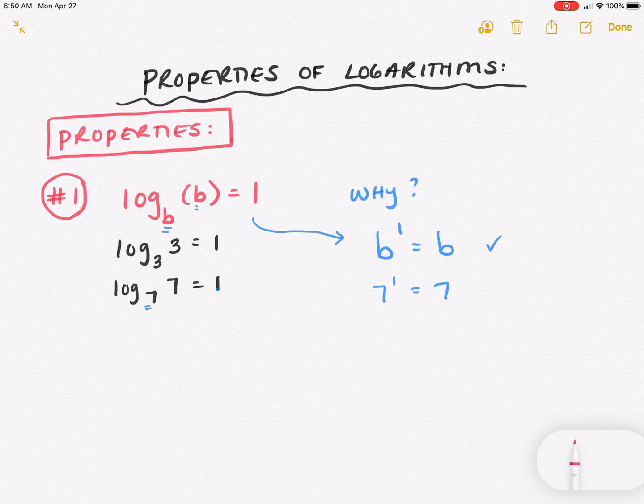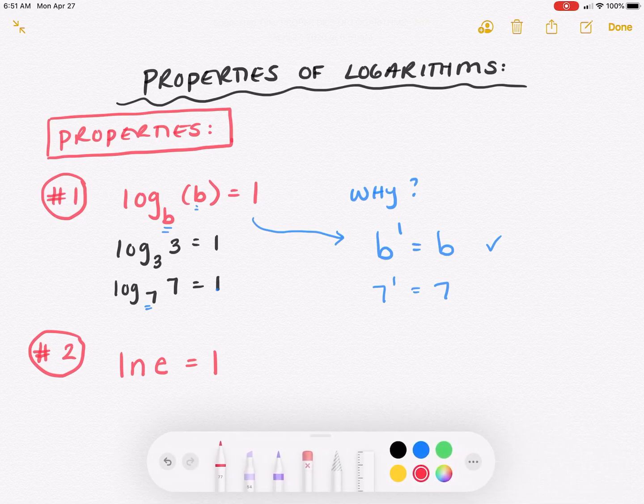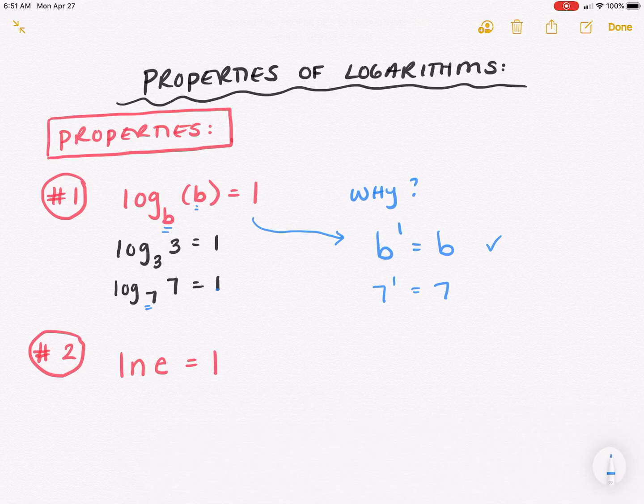We just need to remember that we can simplify at times. All right, property number 2, along the same lines: the natural log of e is equal to 1. This is actually a property that we're going to use more often in our equation solving. If we were to solve an exponential that has an e, we would use a logarithm, and this is a really useful property. So again, just a quick why.